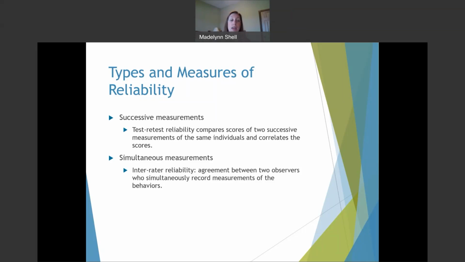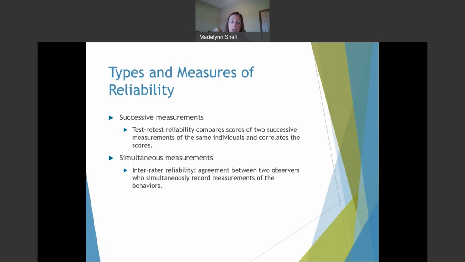Another strategy is simultaneous measurements. And so one example of this is inter-rater reliability, which we use with observations. So I worked on an observational study a while ago, and we were observing kids' recess and coding them for how much engaging behavior they had, how much engagement they had with other people.